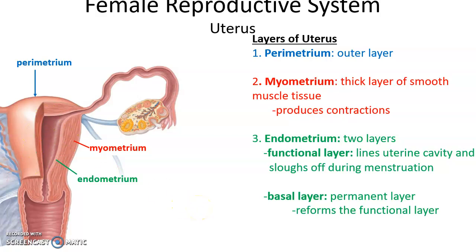Endometrium has two layers. It has a functional layer that lines the inside of the uterus and gets sloughed off during menstruation, and then a slightly deeper basal layer that is always present and will reform the functional layer.